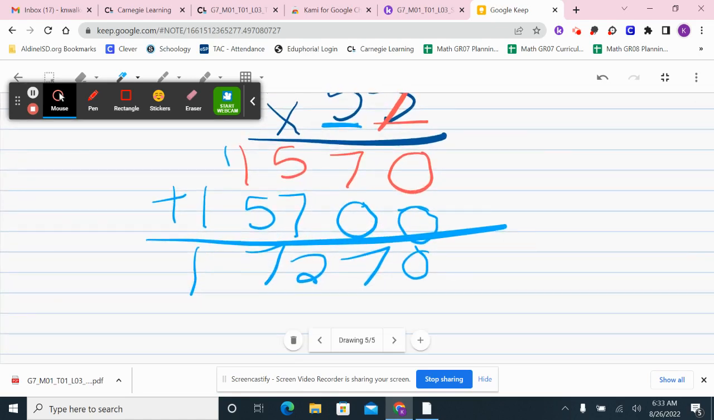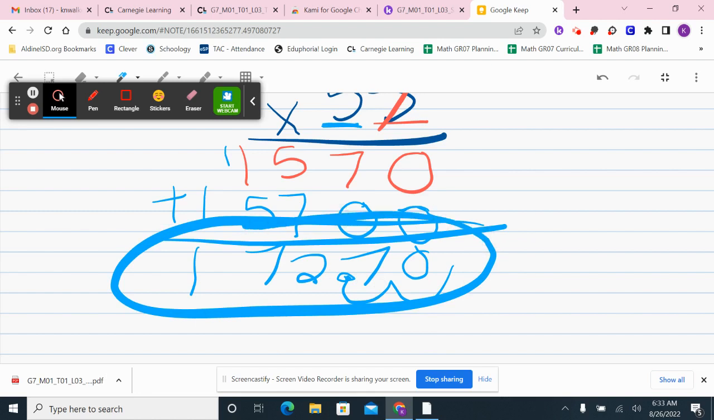So then in my final answer, my decimal place is 2 places in. So your final answer that you should get is 172 and 7/10 centimeters squared. Let me write.